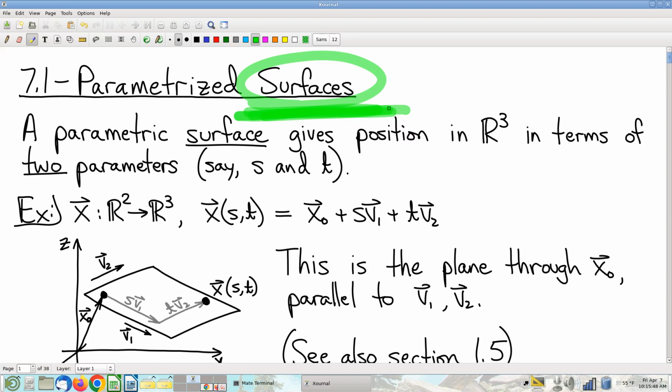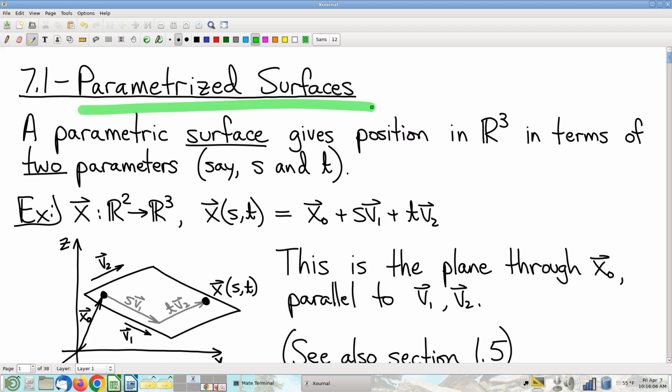So, big challenge to figure out how to do that, and then what resulting goodness comes out of it, what kind of theorems and results and applications, and there will be a lot. But in order to be able to do that, we need to talk some about surfaces, and in particular how to parameterize surfaces.